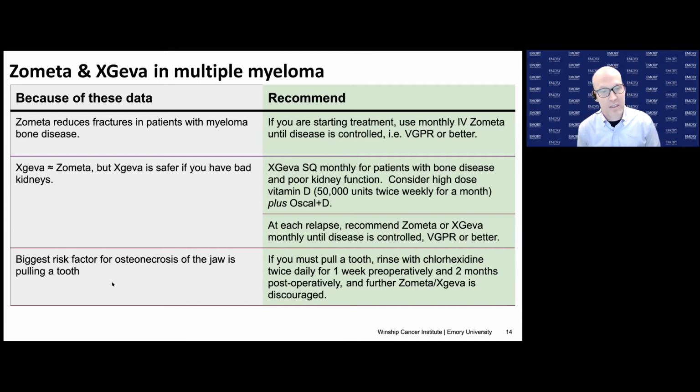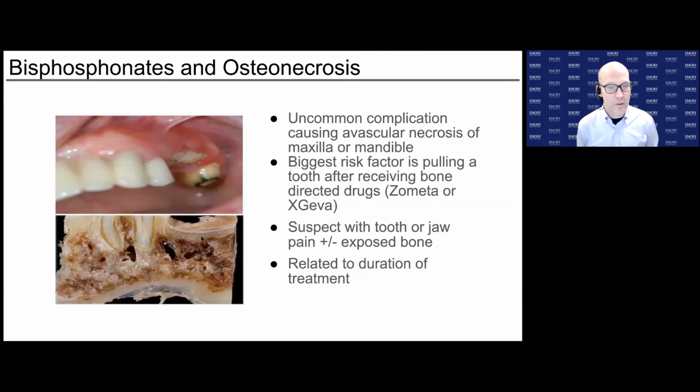The big risk is osteonecrosis of the jaw. If you have not had access to good dentistry, and then you get exposed to Zometa or Xgeva, which really seat in your bones, and your teeth are bones, and then you have an extraction, this is the number one risk factor for osteonecrosis of the jaw. Osteonecrosis of the jaw looks like this. This is an area of exposed bone in the gum. You can see a cross-sectional view here where it kind of eats away.